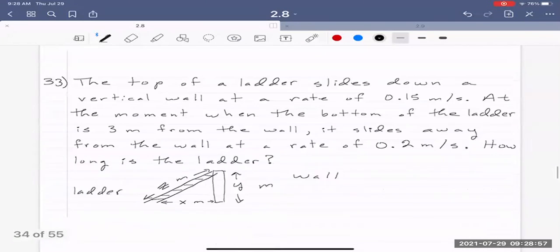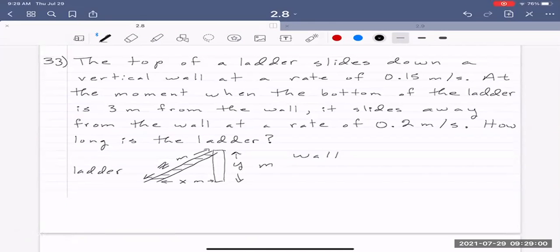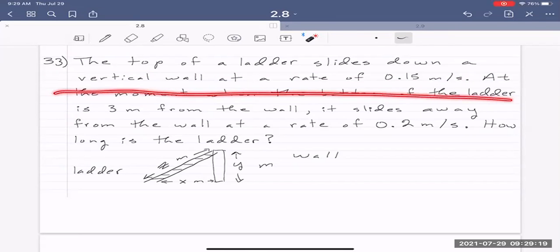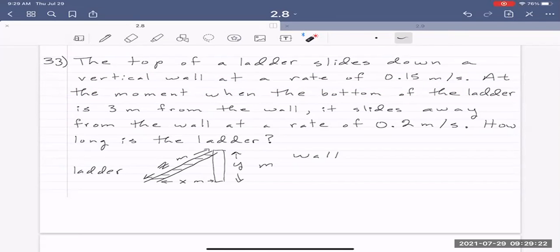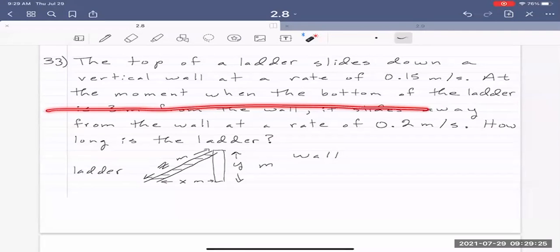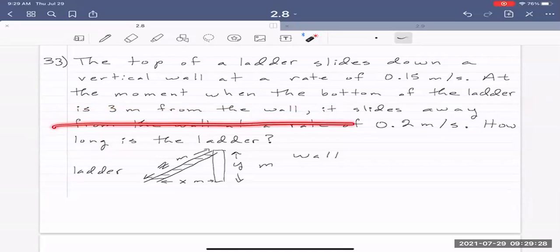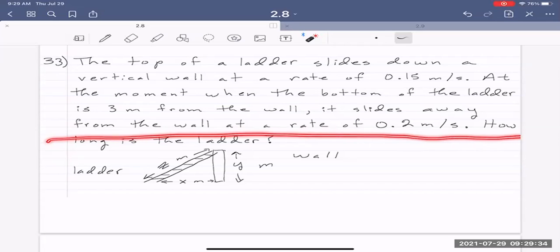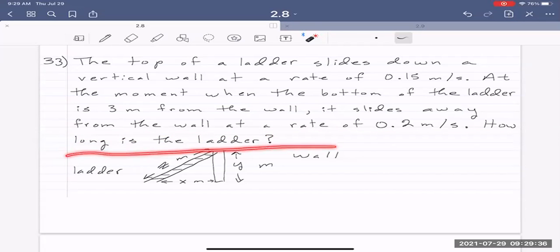Well, I gave lots of space. Problem 33. Actually, somewhat similar to what we've done before. Well, after a while they're all going to seem very similar to what we've done. Problem 33. The top of a ladder slides down a vertical wall at a rate of 0.15 meters per second. At the moment when the bottom of the ladder is 3 meters from the wall, it slides away from the wall at a rate of 0.2 meters per second. How long is the ladder?